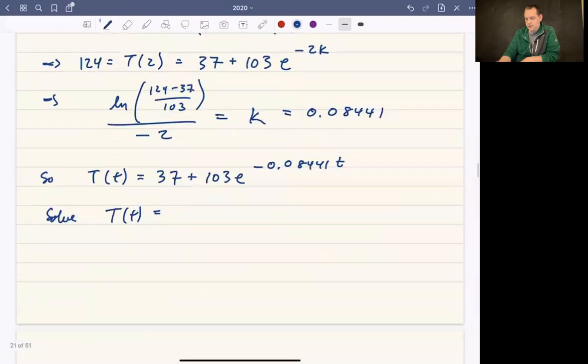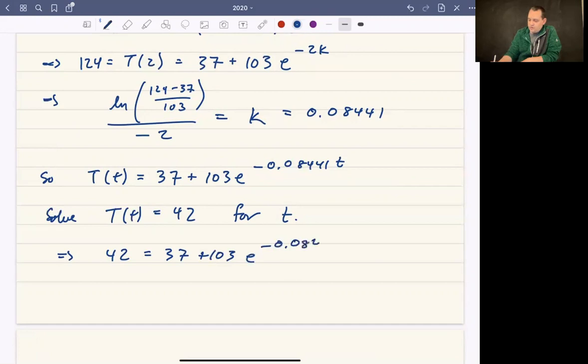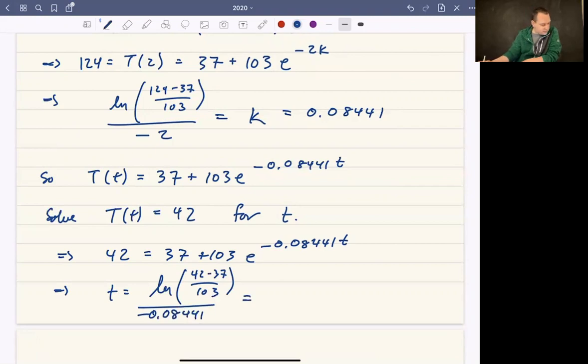And then finally, we have to solve capital T of t equals 42 for little t. When we do that, we end up with 42 is 37 plus 103 e to the minus 0.08441 t. From here, we can simplify, take logs, and t is going to end up being the natural log of (42 minus 37) over 103, divided by our negative k, 0.08441. And this is going to lead us to 33.84 minutes.